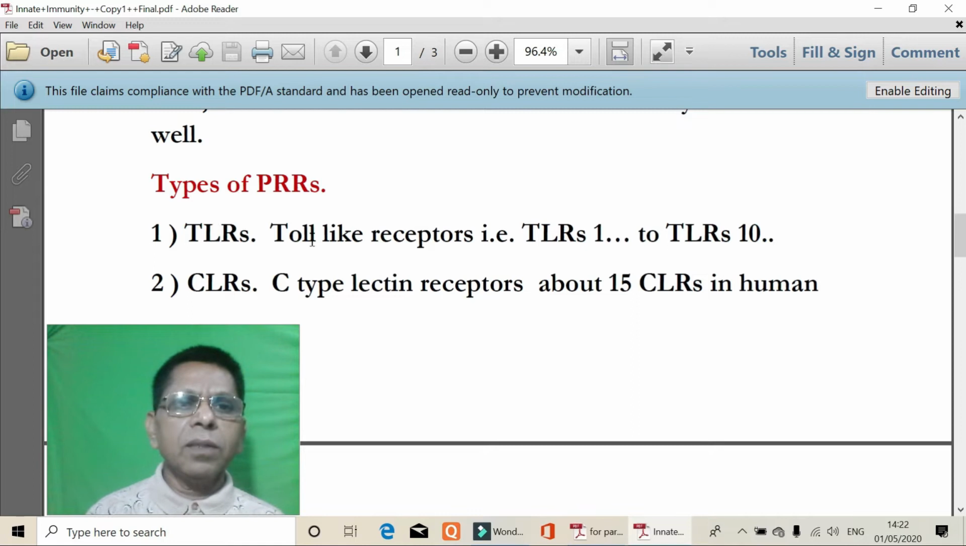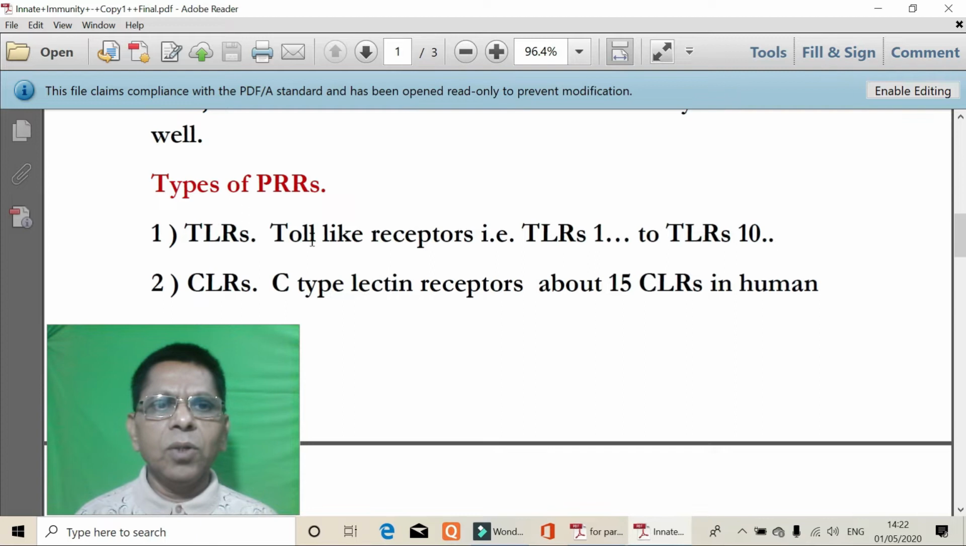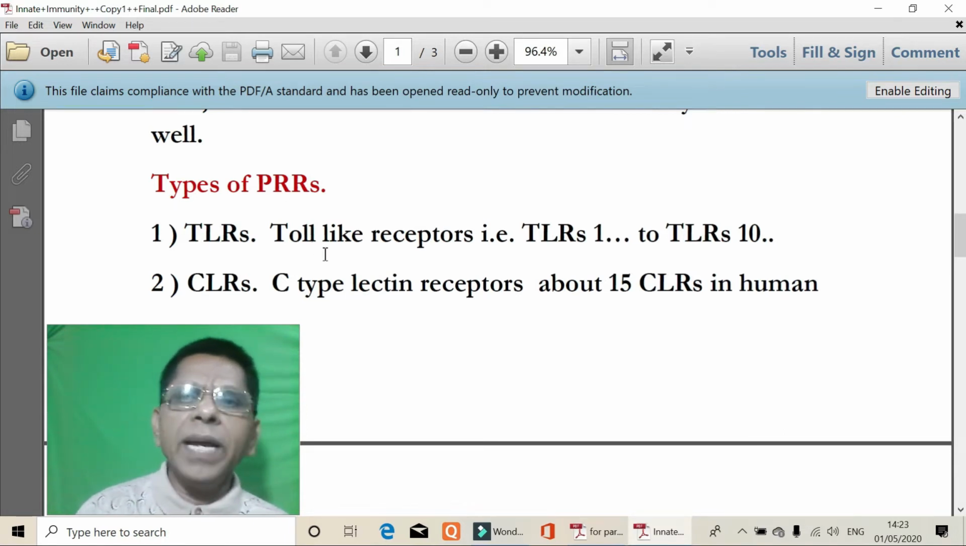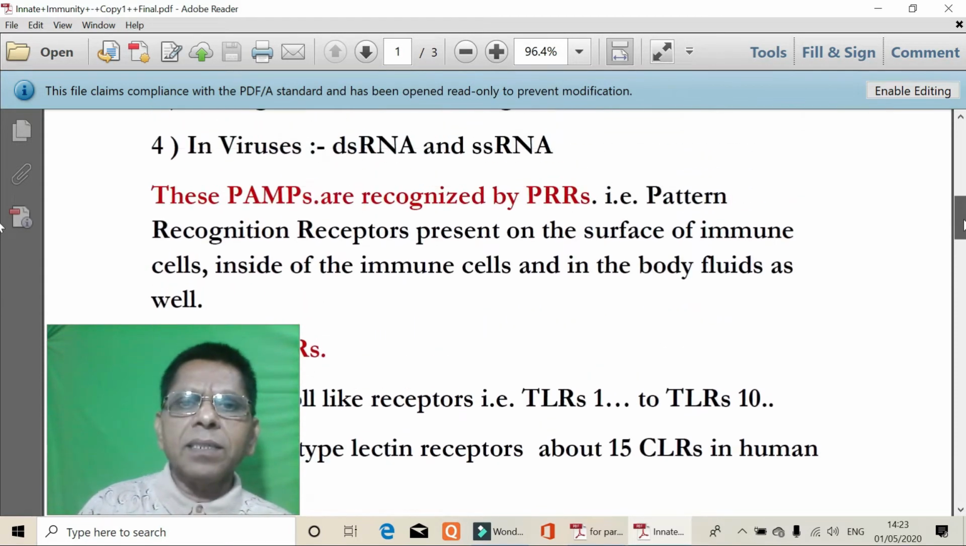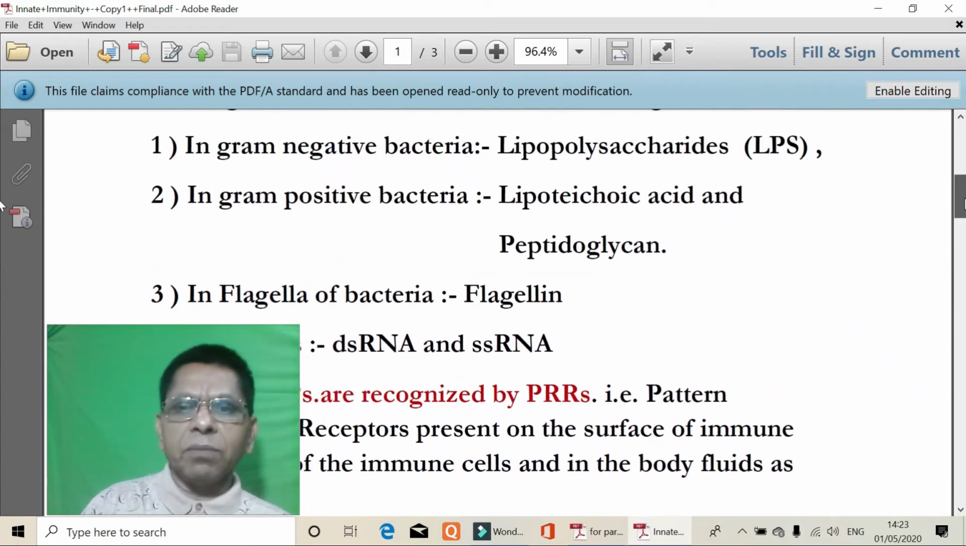So toll is nothing but a particular type of gene which is found in Drosophila melanogaster, a fruit fly. This toll gene in the fruit fly not only controls the embryonic development of the fruit fly but also protects it from infection. The same types of receptors are there in the components of the immunity system.